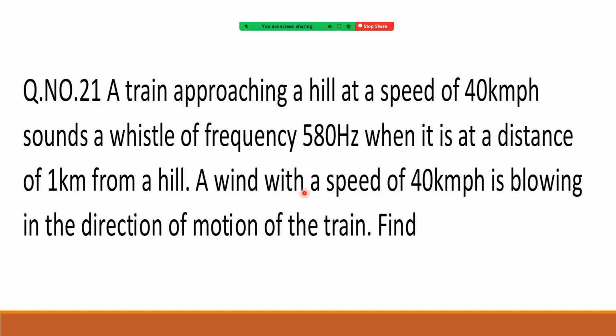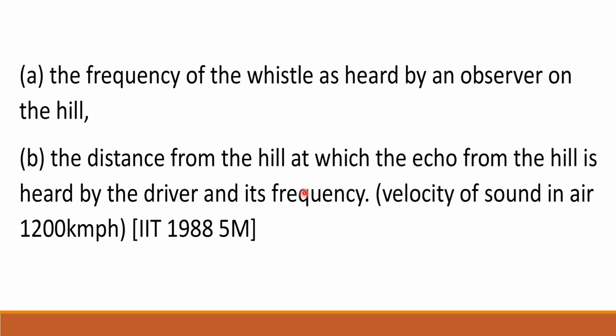A wind with a speed of 40 kmph is blowing in the direction of motion of the train. So wind speed and train speed both are the same. Okay. Then we have to find the frequency of the whistle as heard by an observer on the hill.